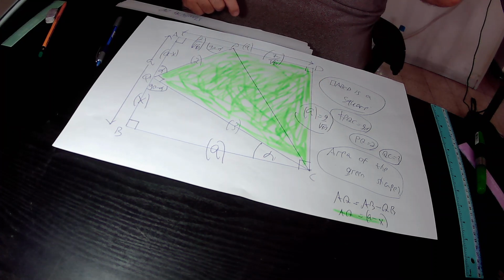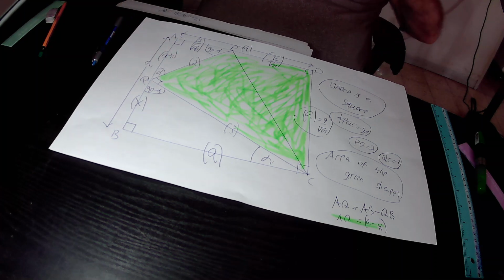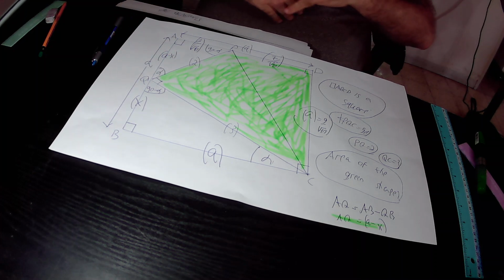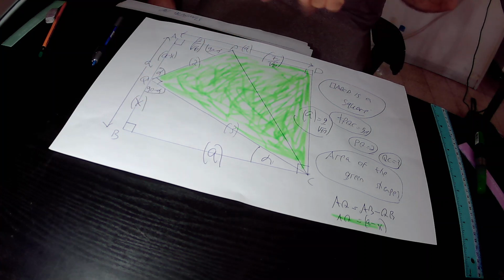So first of all, we know that all the angles inside any square are right angles. So those 4 angles are all right angles. We define one side of this square ABCD as A. Therefore, DC equals CB equals BC equals AD equals A.